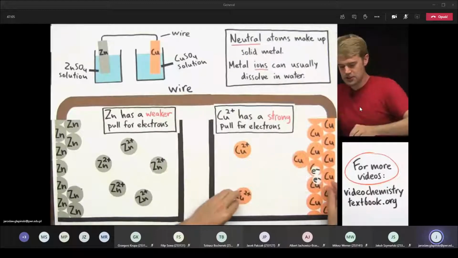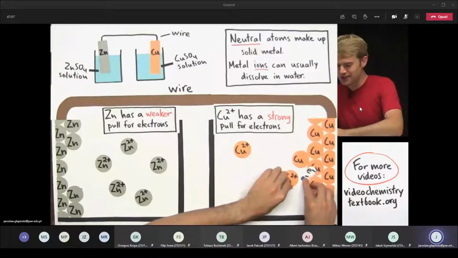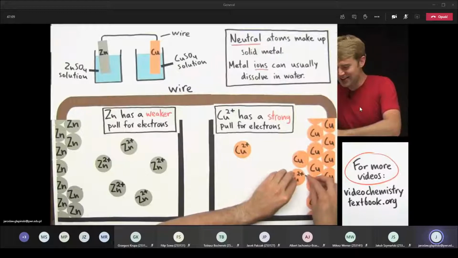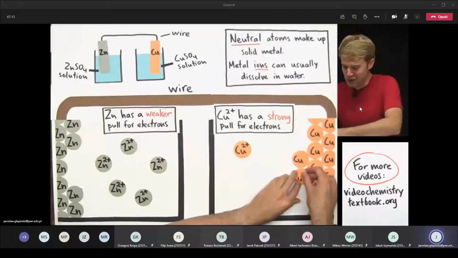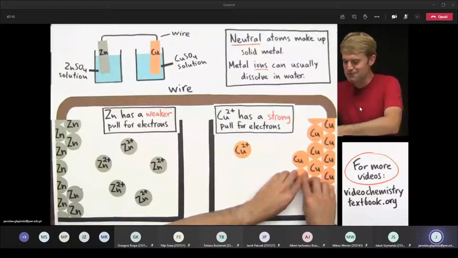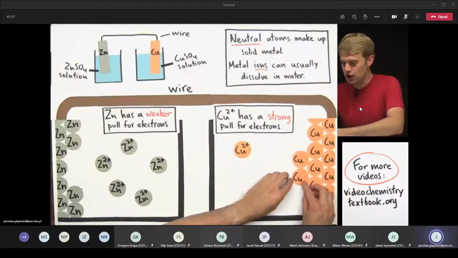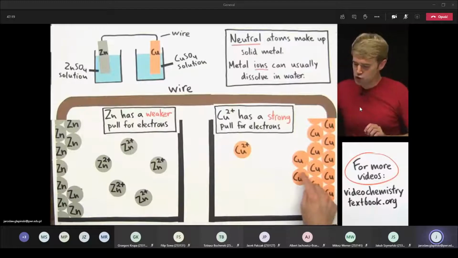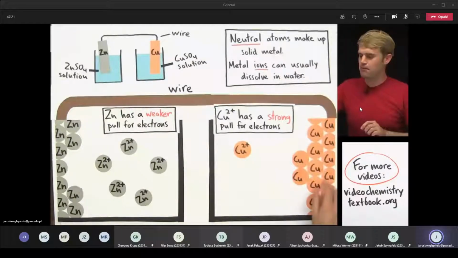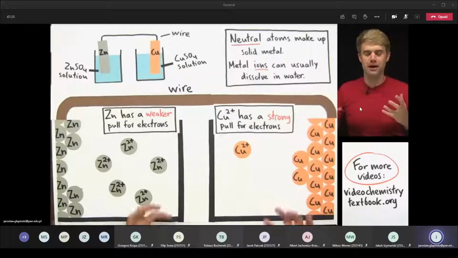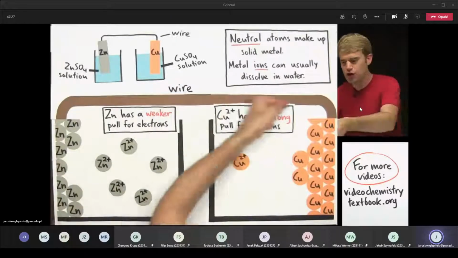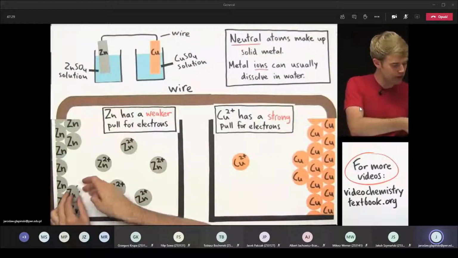And one of these Cu2+ ions that really wants electrons is going to come, it's going to take them in, and that is going to get rid of the Cu2+. It's going to get rid of the 2+ charge, and this neutral copper atom is now going to become part of this solid piece of copper metal. So that is where this electron movement through the wire is coming from.